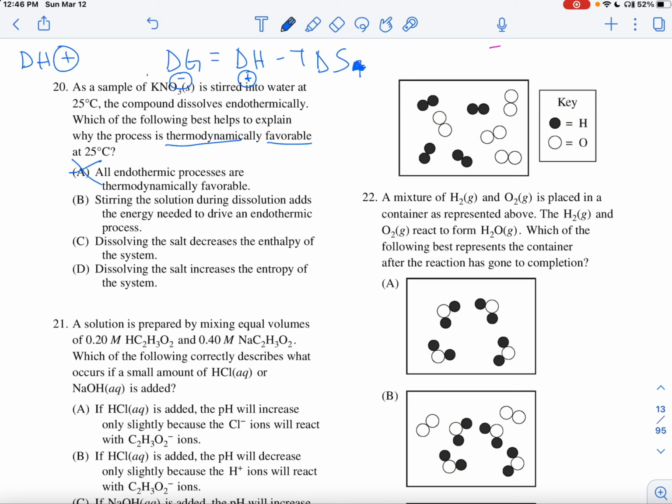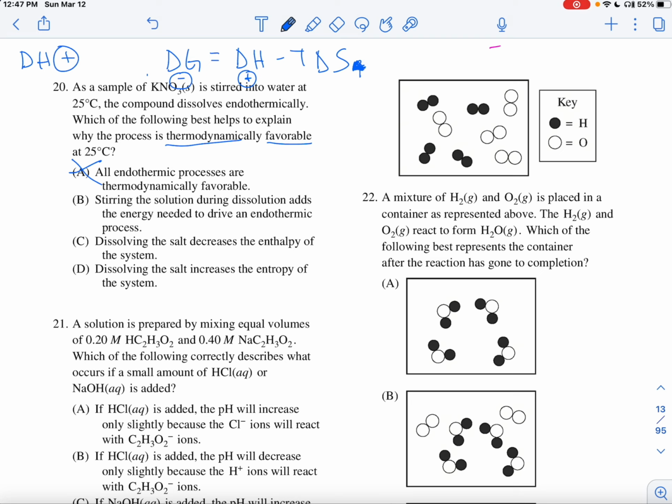Remember, in order for something to react, we need to have collisions in the correct orientation with the correct energy. Stirring relates to the amount of collisions. Stirring increases reaction rate because it increases the amount of collisions. So therefore, the chances that they are with the correct energy and the correct orientation are higher, right? Because we just have more of them. So stirring does increase reaction rate, and I think that's what they're trying to throw you off here.